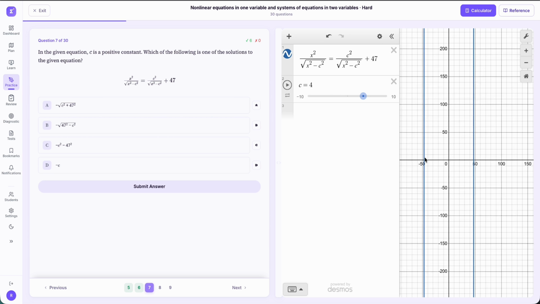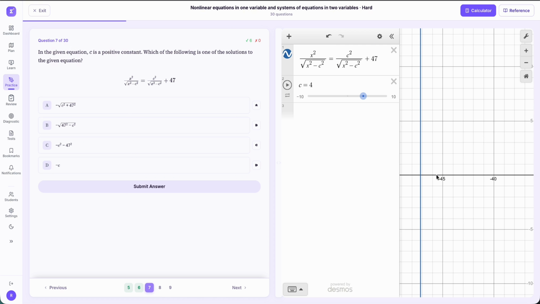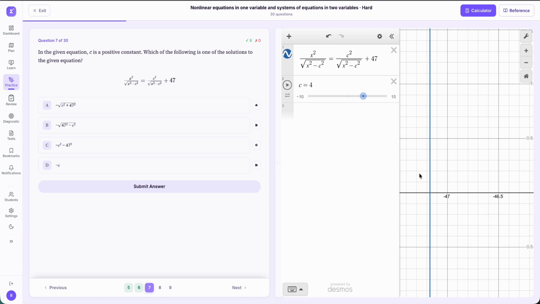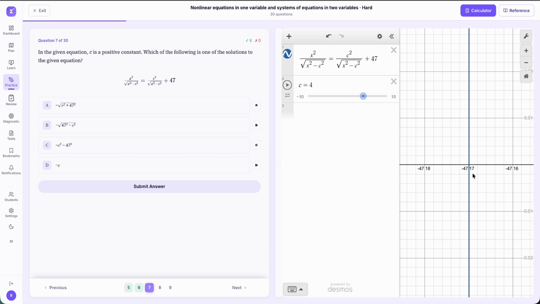So if I zoom in on this one, because all of these are negative, and I can't click on it, sometimes you can't click on it, zoom in, zoom in, zoom in, you basically see your number. It's negative 47.17. That's the solution. The question is saying which of the following is a solution. So one of these is going to be this number. So which one is it?